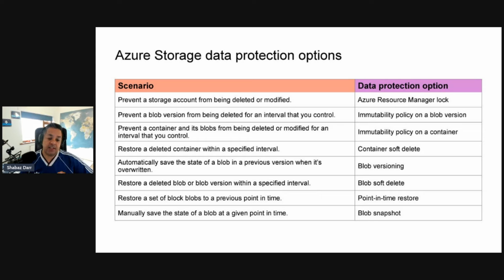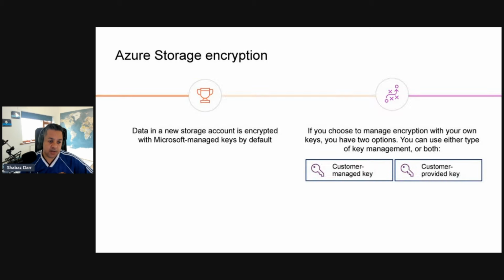Finally, manually saving the state of a blob at a given point in time. The option here is to use blob snapshot. It's recommended by Microsoft as an alternative to blob versioning when versioning isn't appropriate for your scenario, due to the cost or other considerations, or when the storage account has hierarchical namespace enabled. The benefit of this is a blob may be restored from a snapshot if the blob is overwritten, and if a blob is deleted, the snapshots are also deleted. So that's a bit about Azure data storage options.